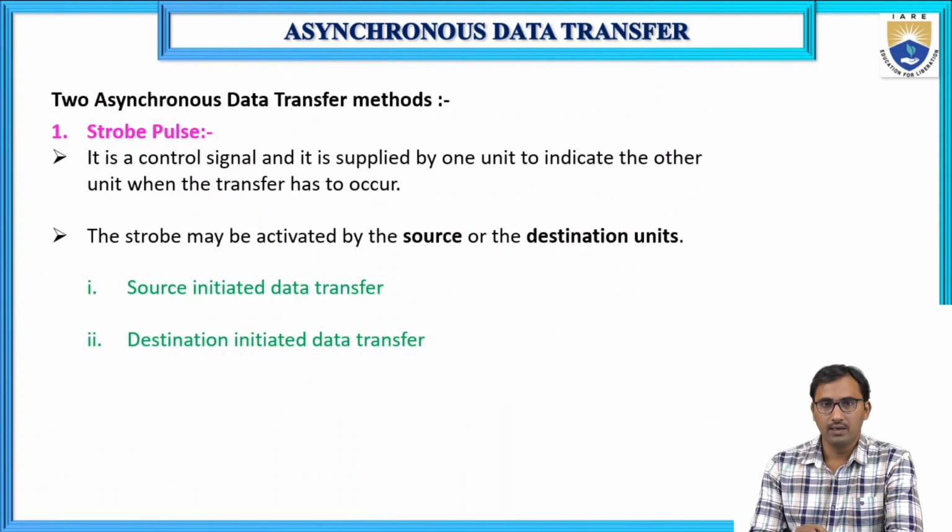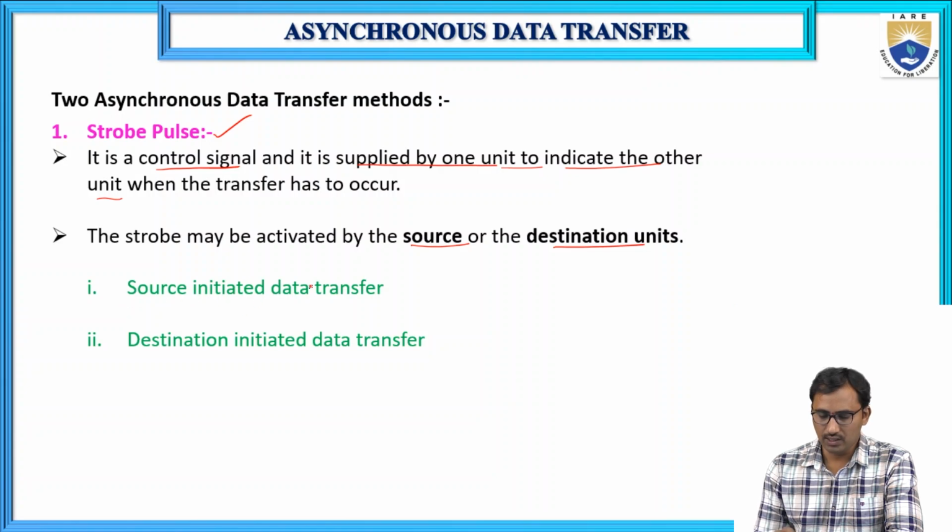First one is strobe pulse. So using the strobe pulse, we can initiate an asynchronous data transfer. This strobe pulse is a control signal. By using this control signal, we can communicate the source unit with the destination unit. This control signal is supplied by one unit to indicate to the other unit when the transfer has to occur. So the strobe may be activated by either the source or the destination unit.